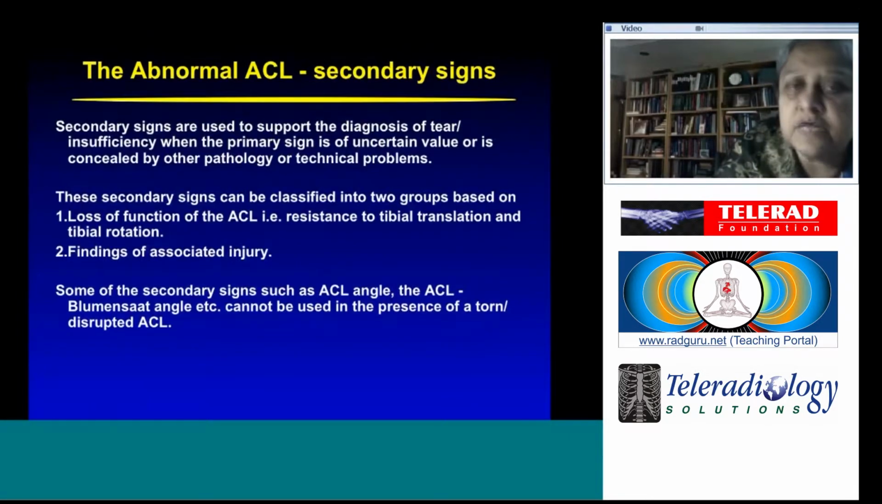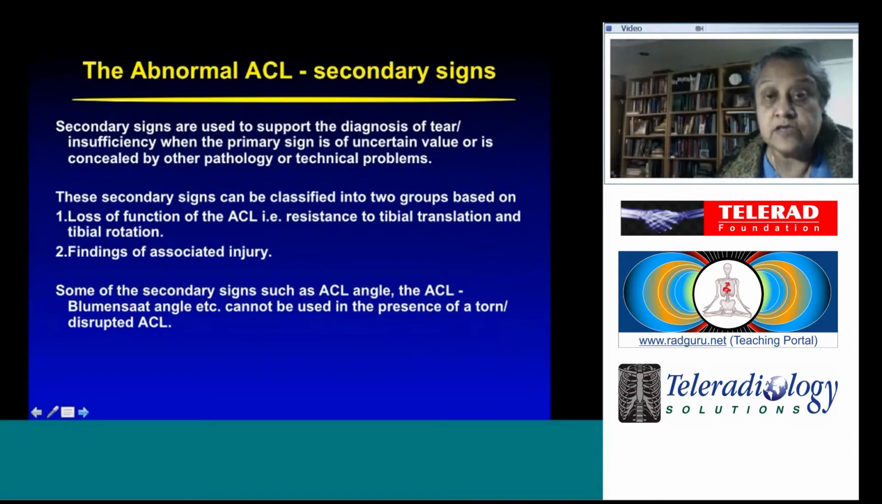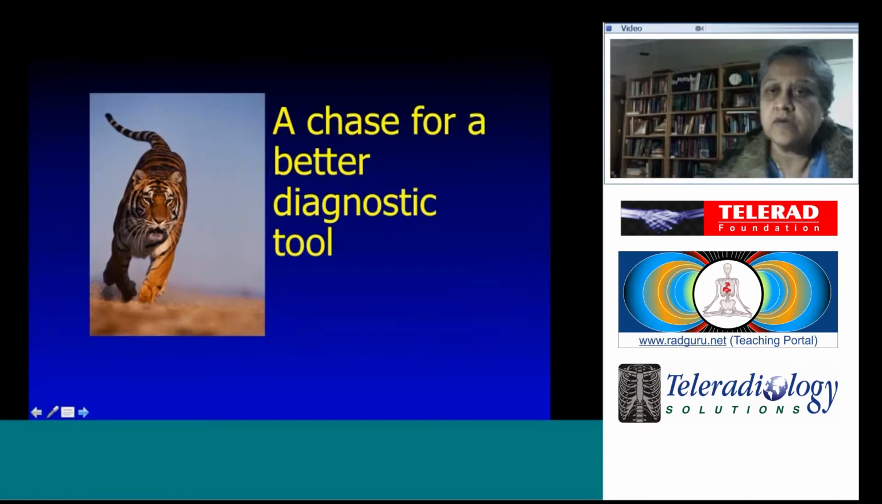Secondary signs are used to support the diagnosis of tear when the primary sign is of uncertain value or is concealed by other pathology or technical problems. These secondary signs can be classified into two groups based on loss of function of the ACL and resistance to tibial translation, tibial rotation, and findings of associated injury. Some of the secondary signs, such as the ACL angle, the ACL Blumensaat angle, etc., cannot be used in the presence of a torn ACL, which brings us to why we need to use the secondary sign. So what we're looking for is a better diagnostic tool.